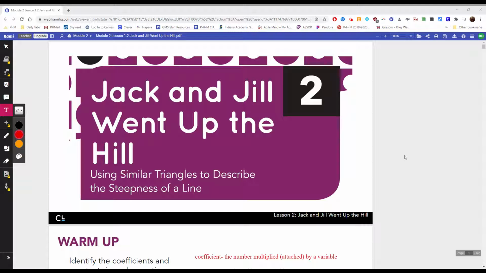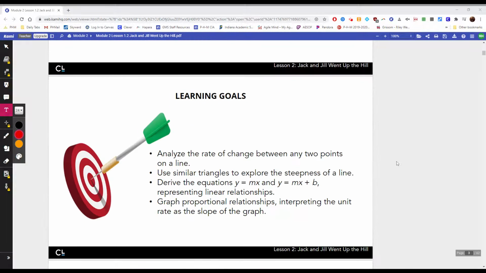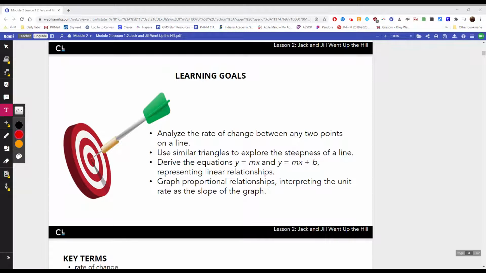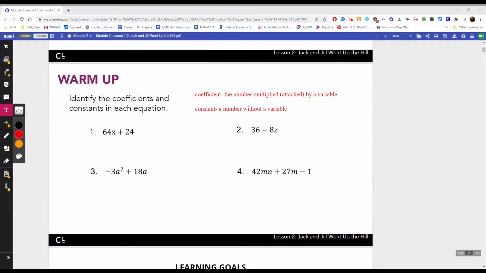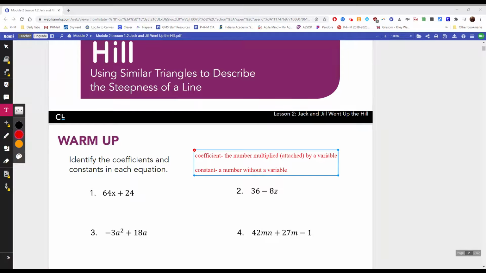Hi, 8th graders. In this lesson titled Jack and Jill Went Up the Hill, we're going to use similar triangles to describe the steepness of a line. We're going to talk about rate of change between any 2 points on a line, and we're going to explore the steepness of a line, eventually getting to some other types of equations besides y equals mx or y equals kx that we saw in the previous lesson.